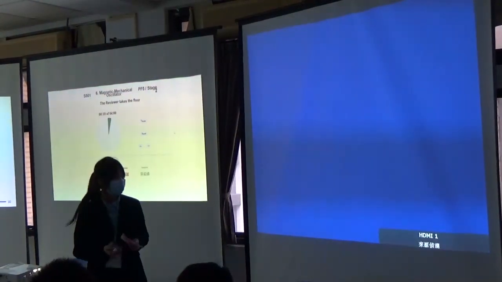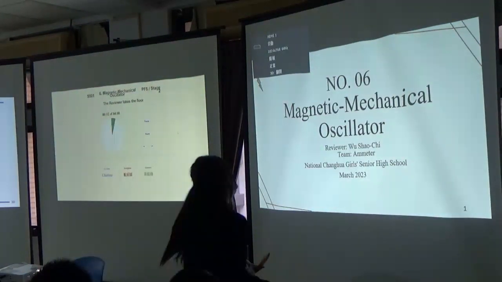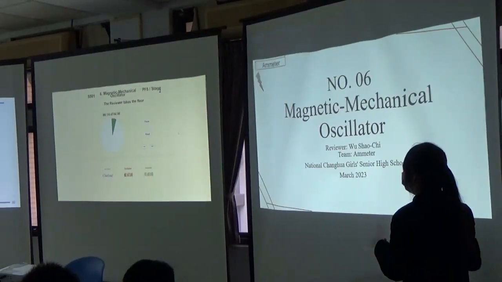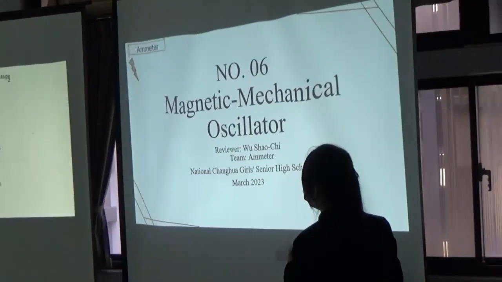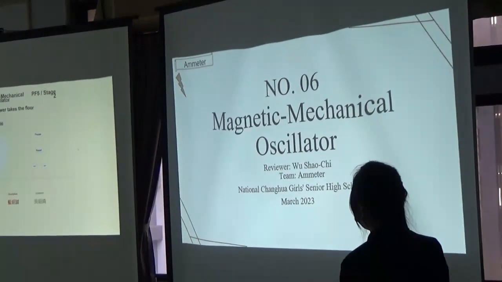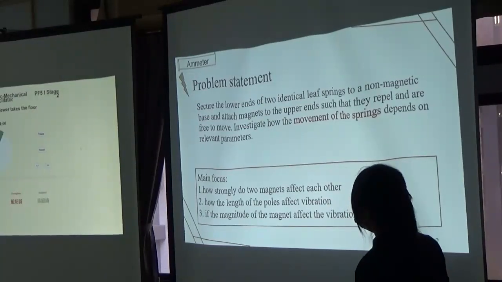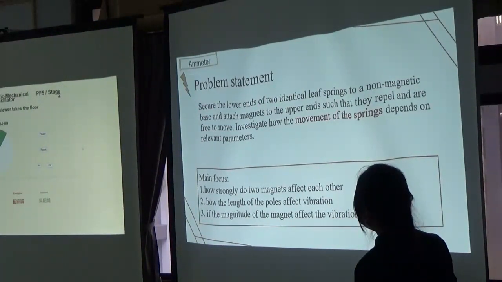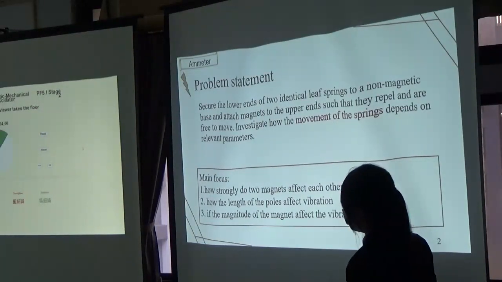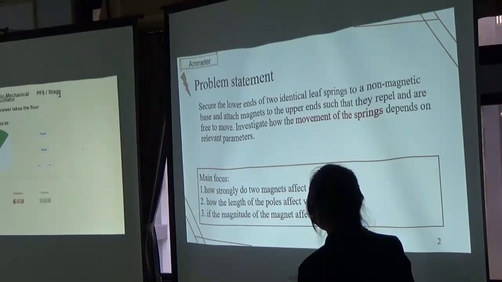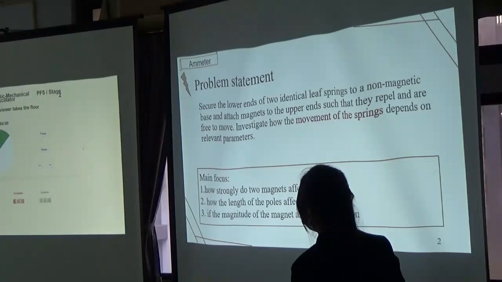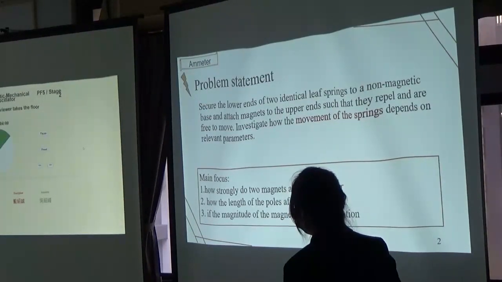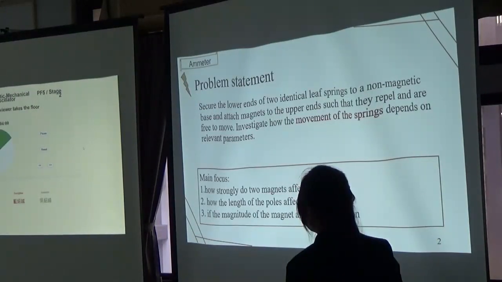Hello everyone, my name is Usashi, and the topic of my report as reviewer today is problem number 6, magnetic mechanical oscillator. Here is the problem statement. The main point is the movement of the springs, and we are focused on how strongly two magnets affect each other, how the length of the poles affects vibration, and whether the magnitude of the magnet affects the vibration.